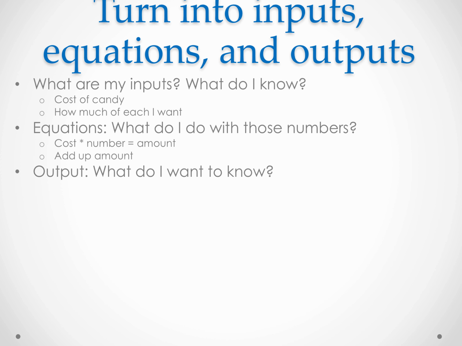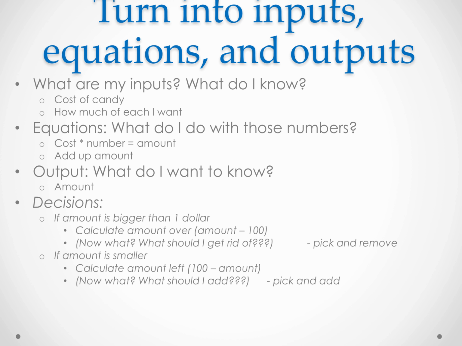Okay, so output. What do I want to know? Well, the answer is, what you want to know is that amount. That's at least a starting place. From there, you might have a whole bunch of other questions, or decisions you want to make, such as if the amount's bigger than $1, how much do I have to give back? What do I have to get rid of? If the amount's smaller, then how much more can I add, and so on.